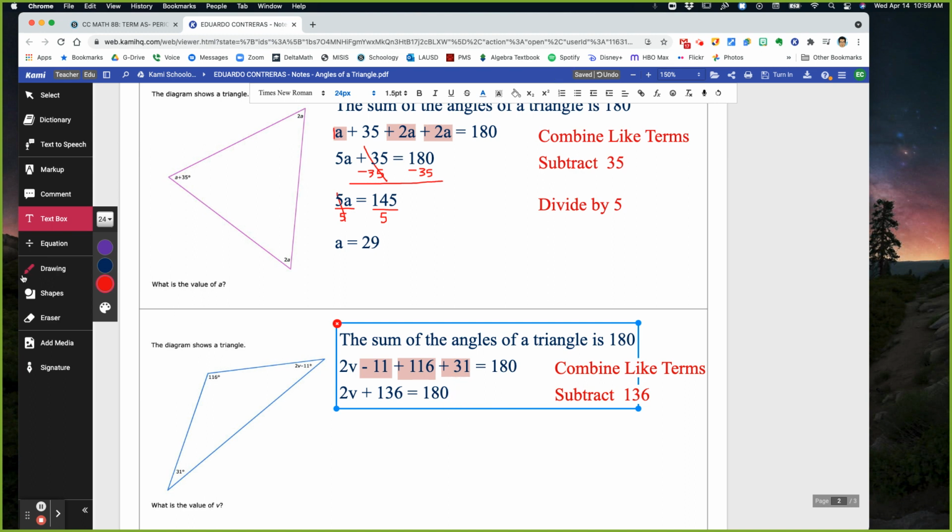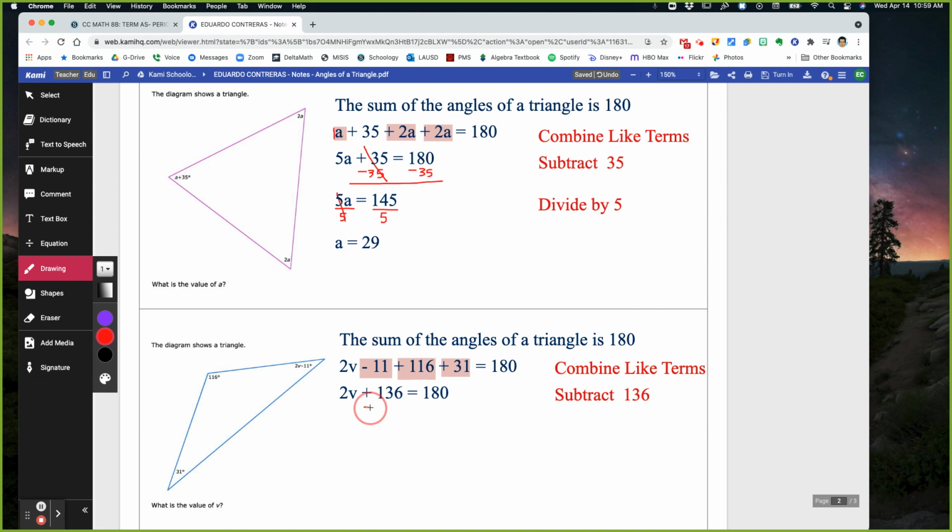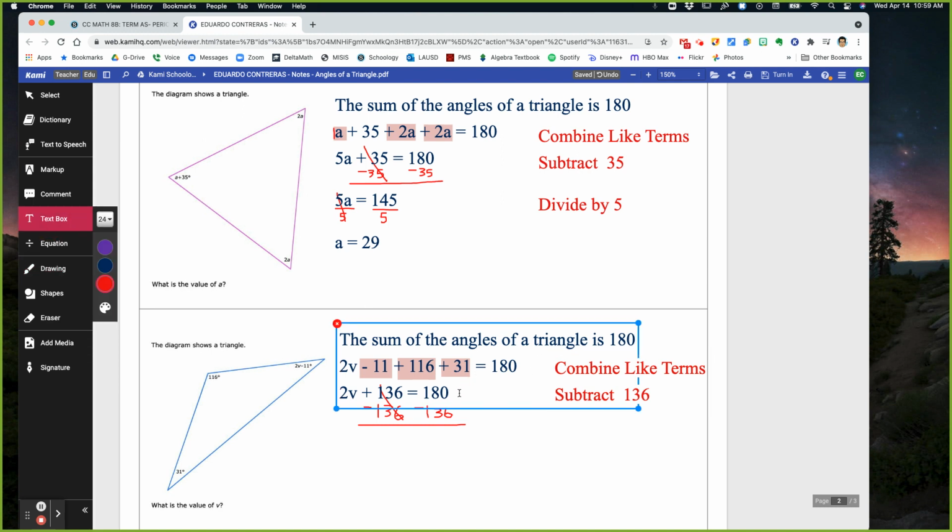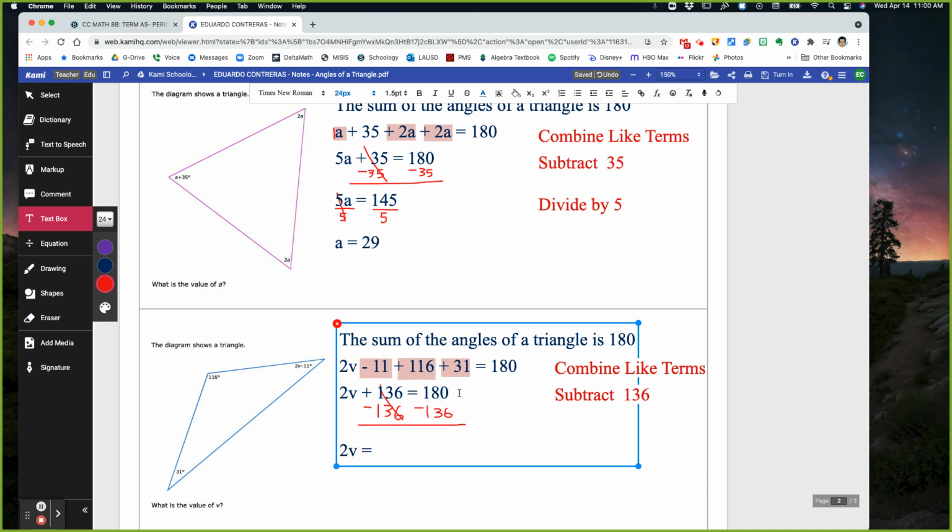Let me show that step with drawing. Take away 136. Okay. So I get 2v equals whatever 180 minus 136 is. I believe that's 44.